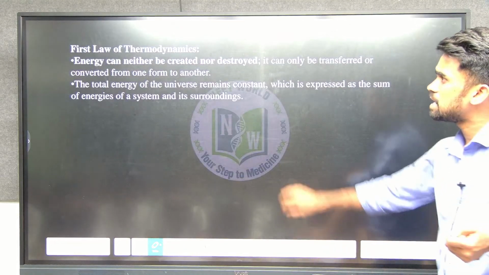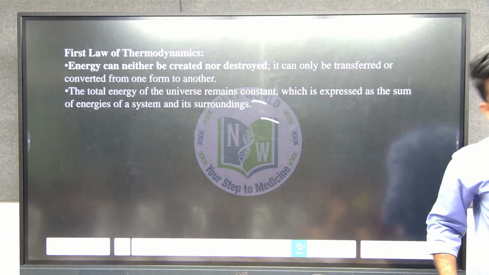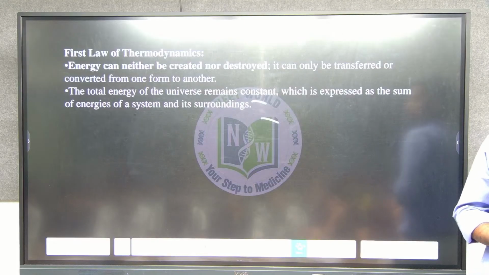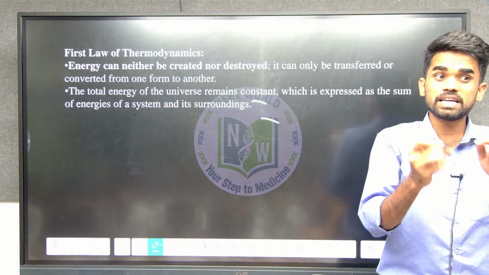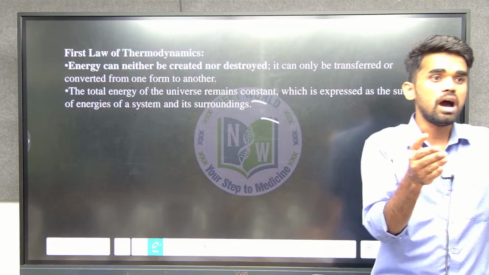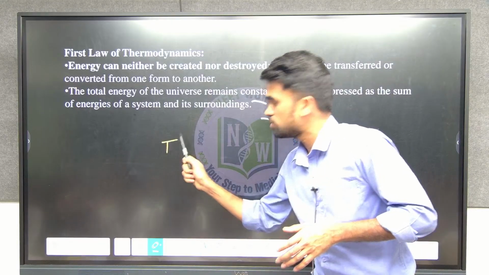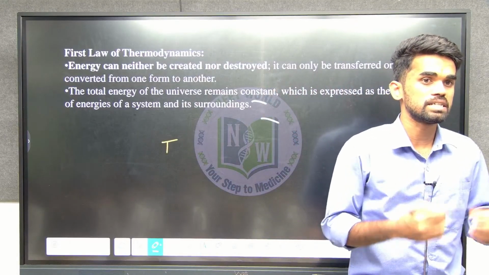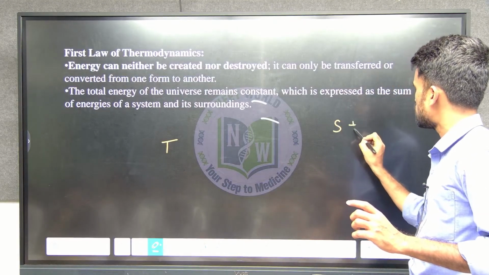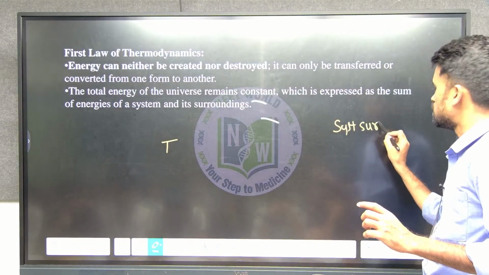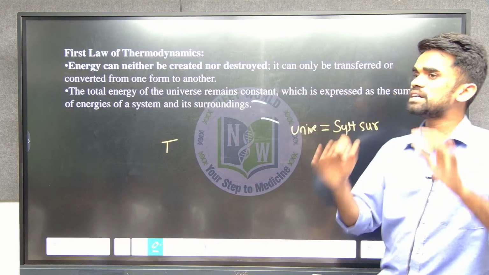The next one is the first law of thermodynamics. What does the first law say? Energy can neither be created nor destroyed, but it can be converted from one form to another. Once again, it can be converted from one form to another, but we cannot create or destroy it. So the total energy of the universe remains constant. We have studied system and surroundings; system plus surroundings together is called the universe. The universe includes everything.